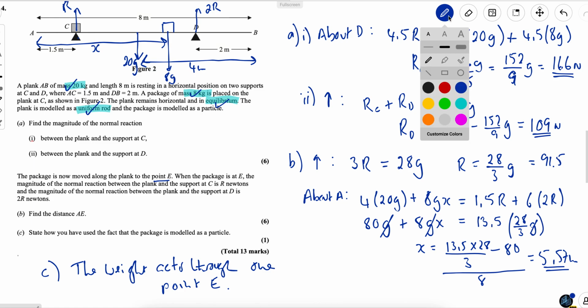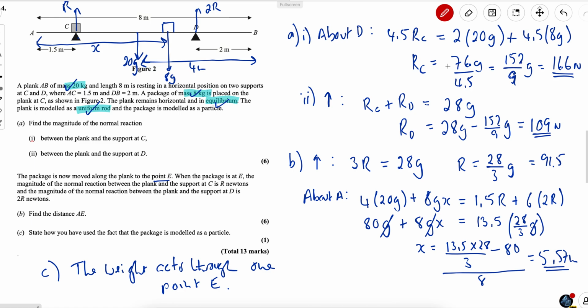Marks wise, first of all, there's a method mark for forming the moments equation here. All terms must be there, and all the dimensions, so they must each have the force times the distance, even if you've made some mistakes on the numbers. And then there's an accuracy mark for the equation fully correct. Then there's an accuracy mark for 1.66 or 152/9g. You don't get a mark if you leave decimal format multiplied by g on that.